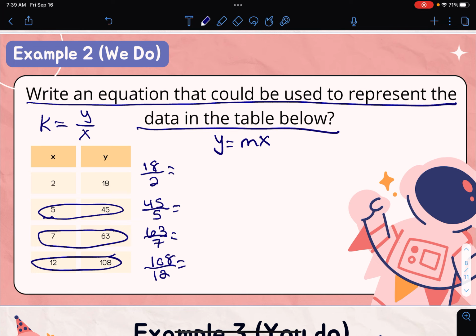So 18 divided by 2, well, I know that 2 times 9 is 18, so that means that's 9. 45 divided by 5, I know that 5 times 9 is 45, so that's 9 also. You can do this one of two ways. You can do 63 divided by 7, or since we know that up here we got 9 as our constant, we can try to do 7 times 9. But I'm going to do 63 divided by 7 just to show you. So 7 goes into 63.